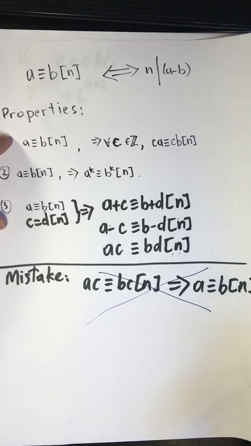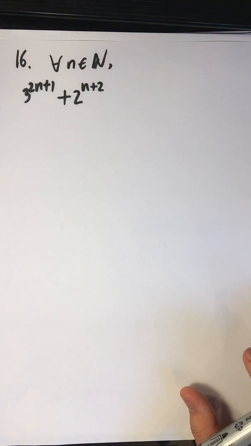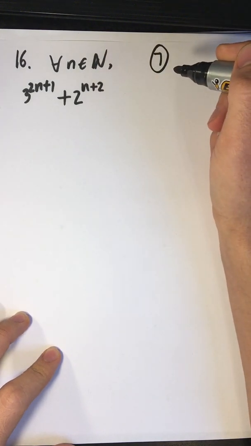We're gonna be using this in exercise 16. Okay, now exercise 16, we have this one, and the thing is we need to show it's divisible by 7. So it's divisible by 7.